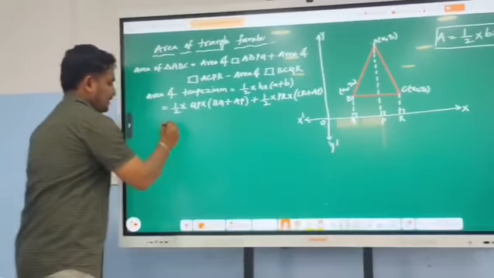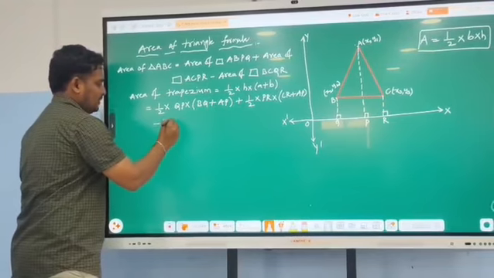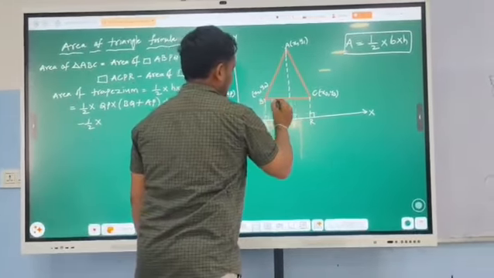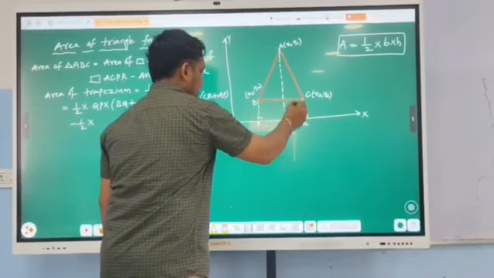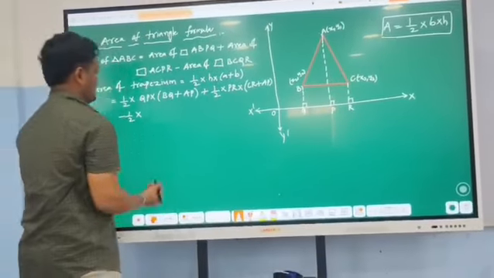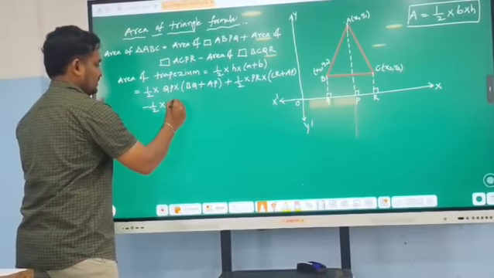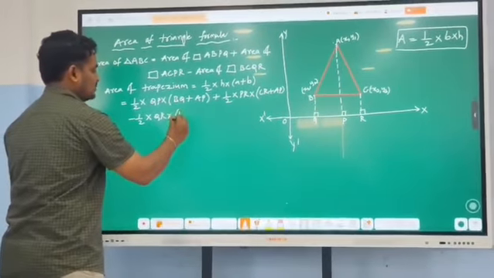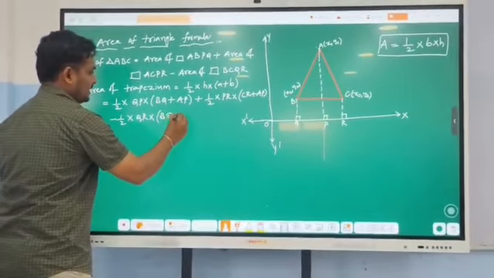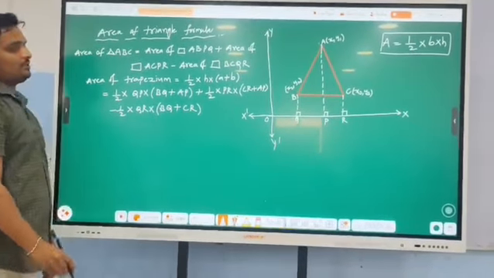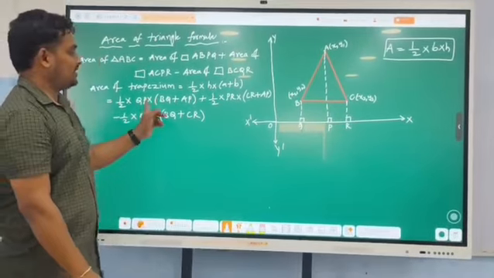Same way, minus 1 by 2 into, now come to this trapezium. You can see these two are the parallel sides. So BQ and CR are the parallel sides and QR is the height. So I am substituting the values. That is QR into BQ plus CR. If you observe the figure carefully, you can get these values.